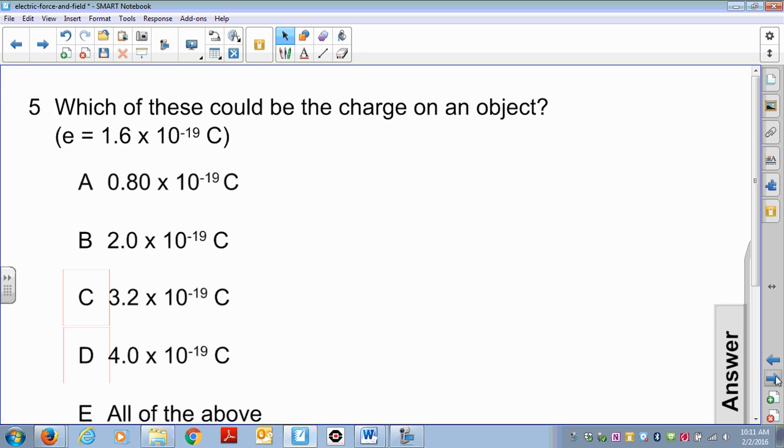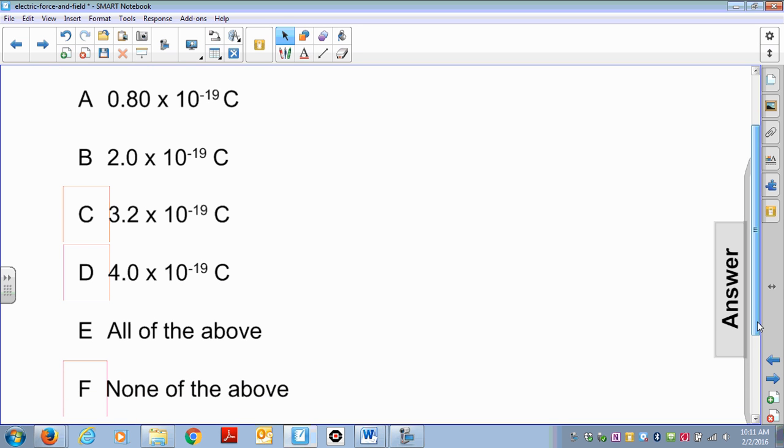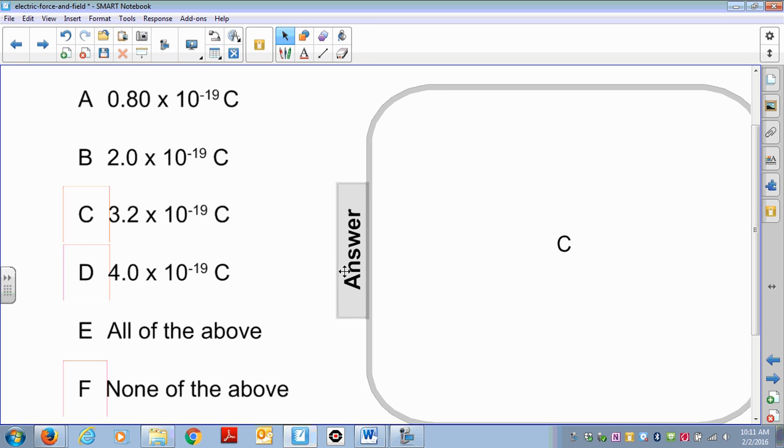So let's go ahead and practice some of the things we just learned. Which of these could be the charge on an object? Remember, e is equal to 1.6 times 10 to the minus 19 coulombs. Go ahead and pause the video now and see if you can choose the correct answer. Okay, so let's check and see if you have the right answer. The correct answer is C. C is the only number divisible by 1.6 times 10 to the minus 19 coulombs.